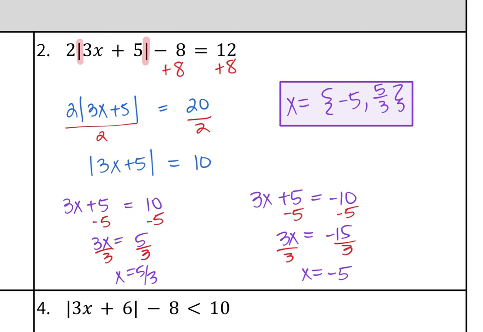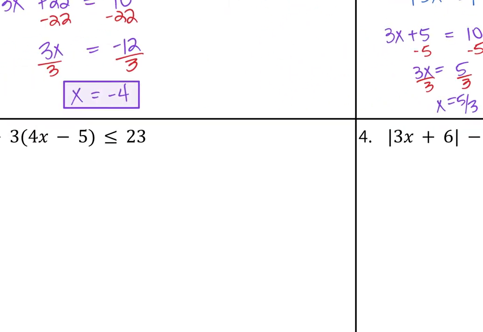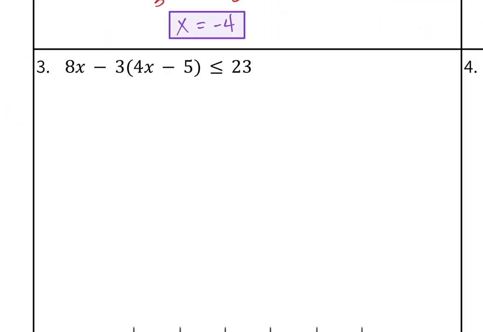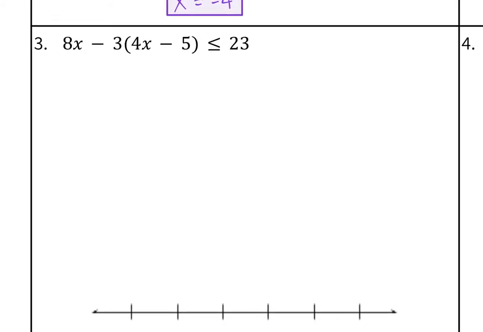Okay, the next two, they're going to be linear and absolute value again, only this time around, they're not going to be equations. They are inequalities, so see that? But that, honestly, it doesn't really make a difference. We're going to solve it the same exact way. So starting with this negative 3 needs to get distributed inside the parentheses. So that'll leave me with 8x minus 12x plus 15 is less than or equal to 23.